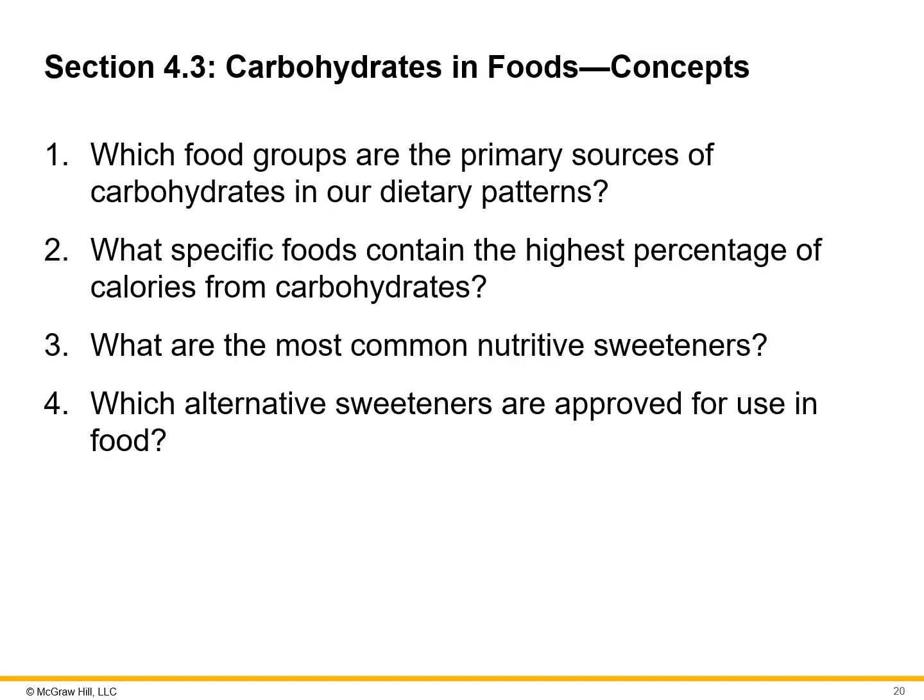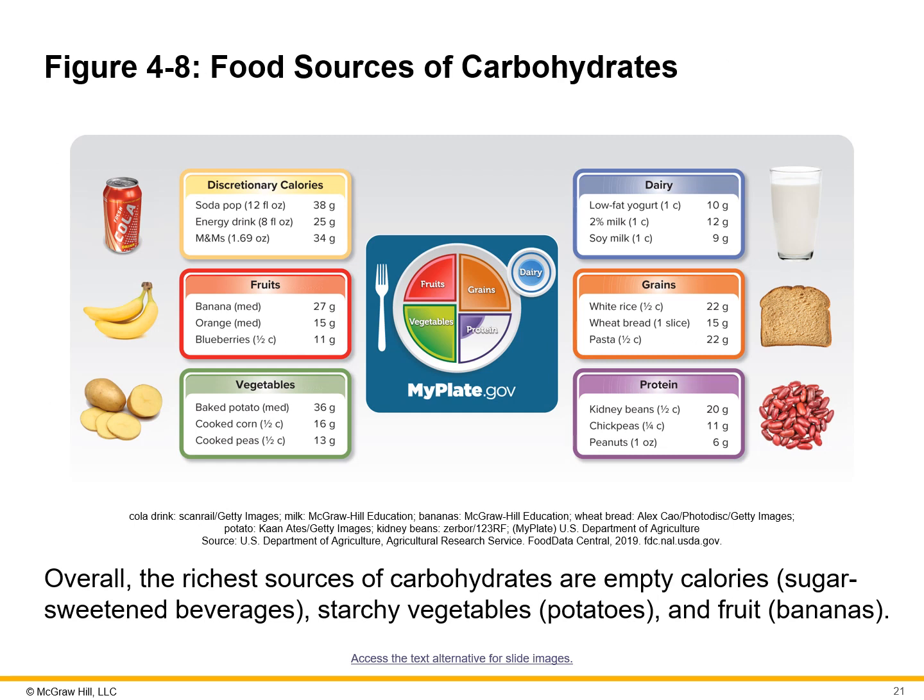All right, so now looking at some of these different concepts as far as where these come from and some different sweeteners. Our food sources that have carbohydrates, of course we think about our grains, but we have carbohydrates in a lot of things. Actually, the majority of carbohydrates, the richest sources, are empty calories, unfortunately. So sugar sweetened beverages that just have sugar in them. So again, a lot of calories and not a lot of nutrients from it. Those starchy vegetables and then fruits like bananas have a lot of sugar, a lot of carbohydrates in them.